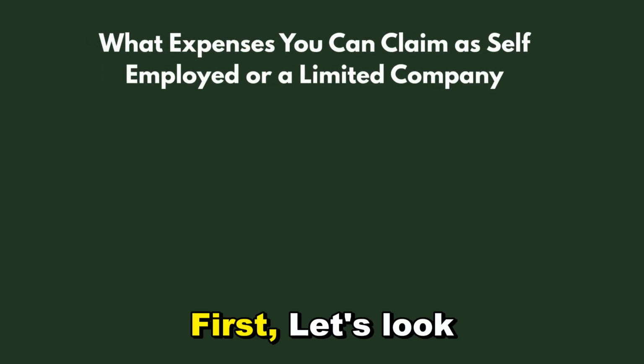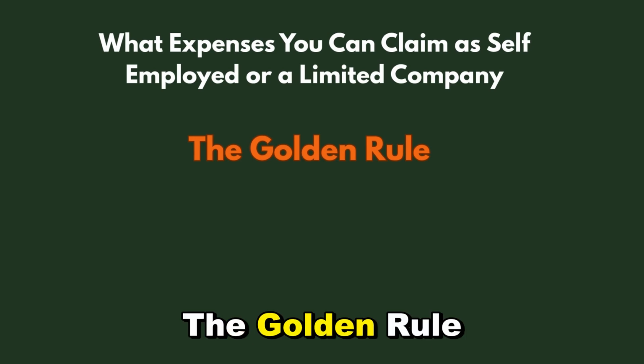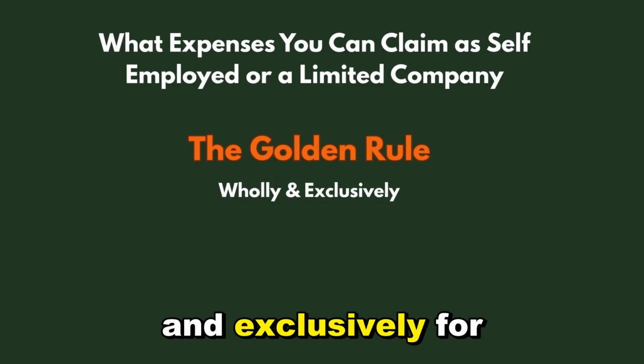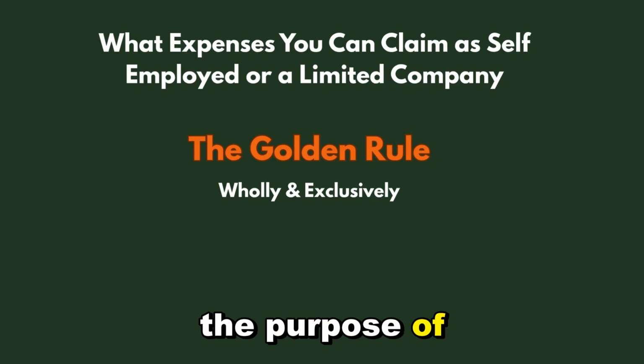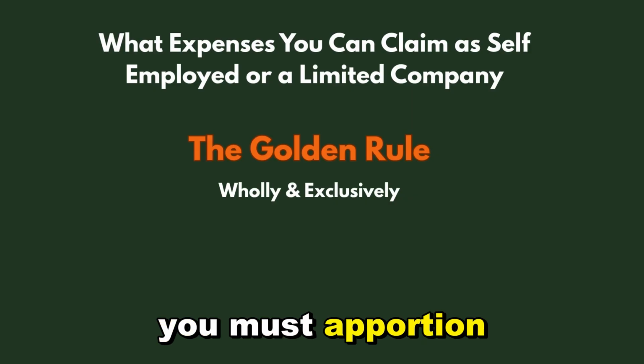First, let's look at the golden rule. What is the golden rule? The golden rule is HMRC says expenses must be wholly and exclusively for the purpose of your trade. If there's any personal element, you must apportion it.